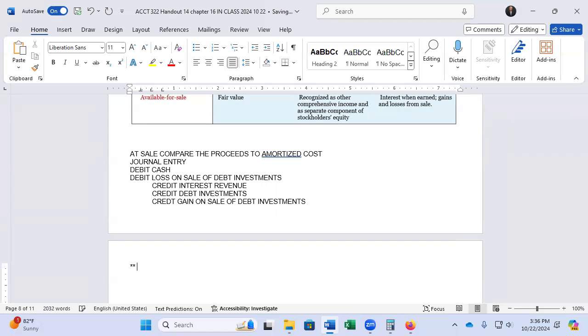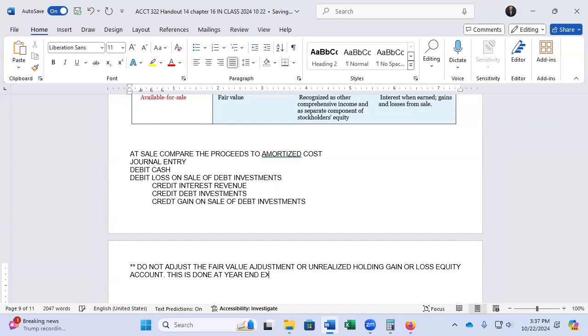And the same note here, do not adjust the fair value adjustment or unrealized holding gain or loss equity account. This is done at year end or period end, excluding securities sold.